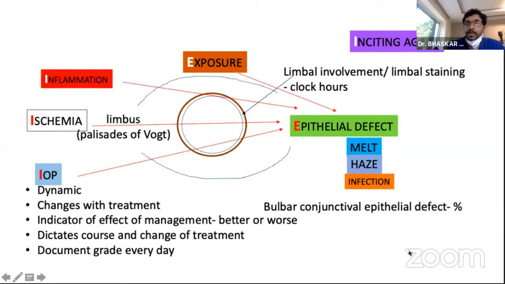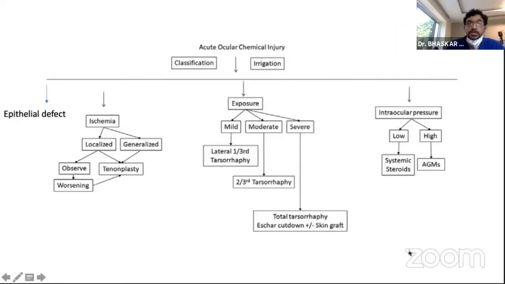So if you have ischemia, you need to address that. If you have an epithelial defect, you need to address that. The inciting agent needs to be addressed specifically. Exposure needs to be addressed specifically. So if you look at this algorithm, it gives you an idea how you would want to go about it.